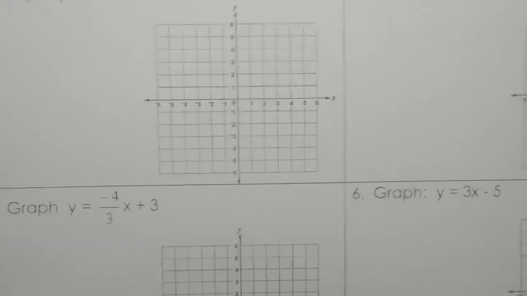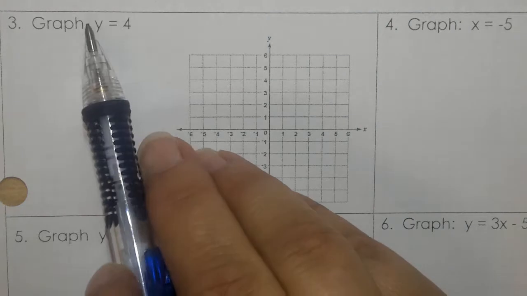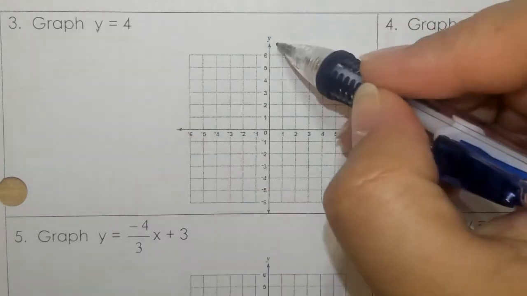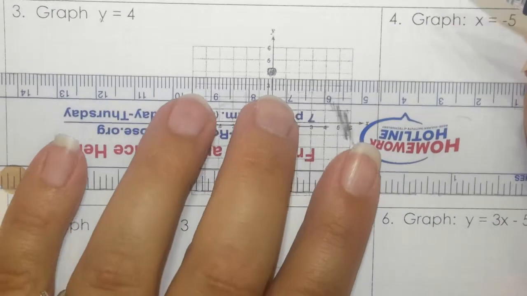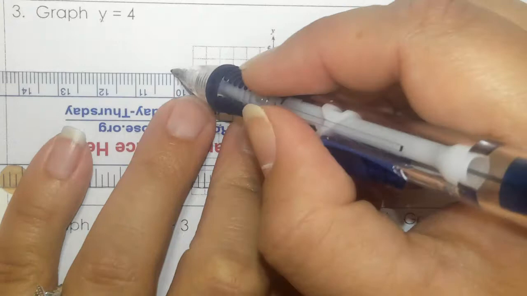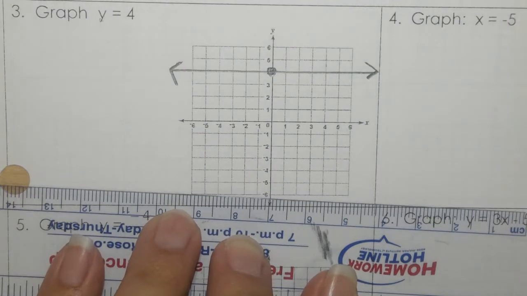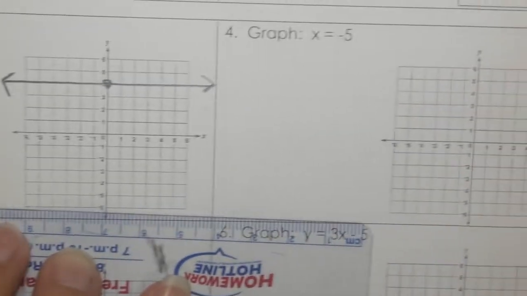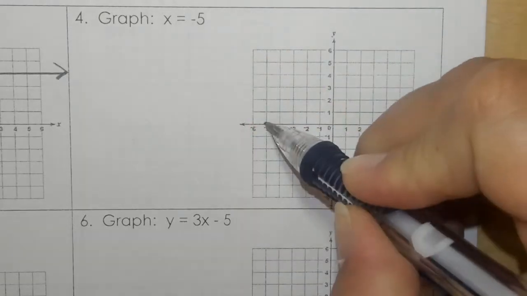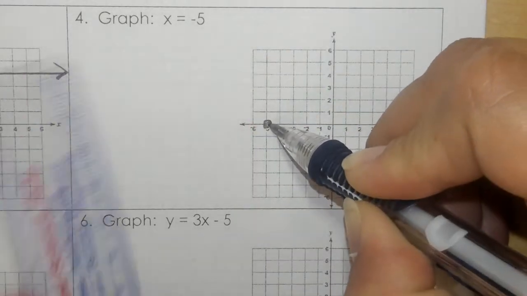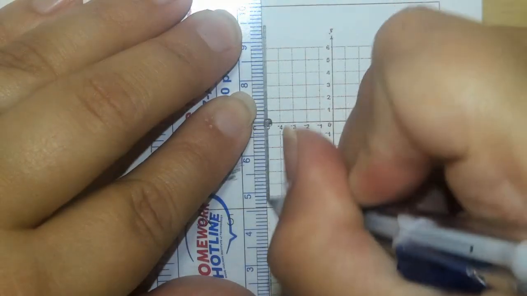Okay, then for number 3, for graphing, just y equals 4. We just go to the y-axis and put a point at 4. And you're just drawing a line opposite of the y-axis. Like that. Then for number 4, we're going to go to x equals -5. And then we're going to draw a line opposite of that. So that would be going up and down, a vertical line.